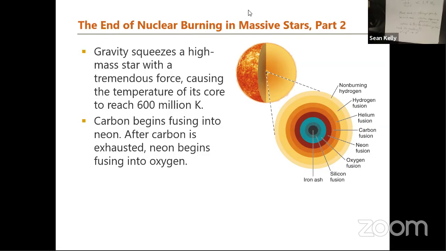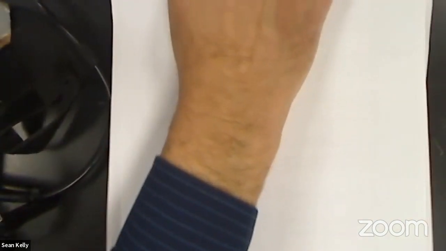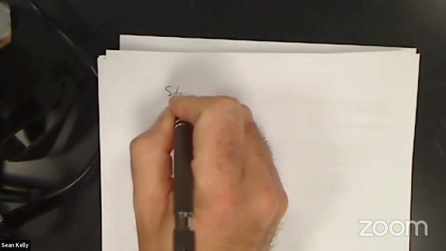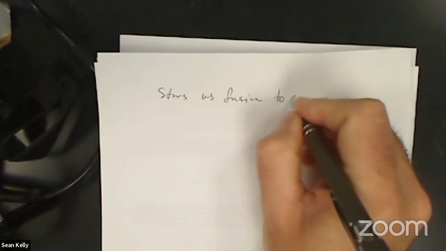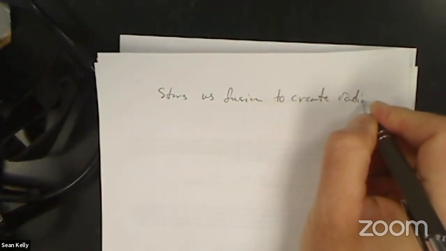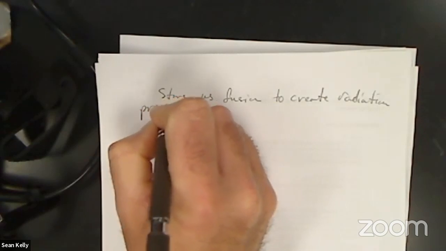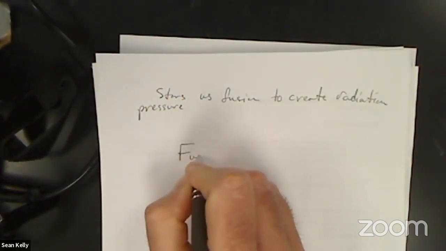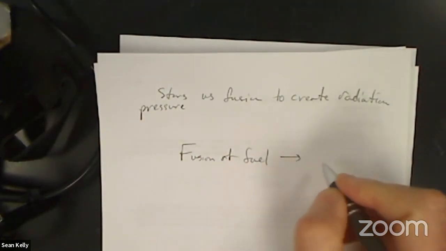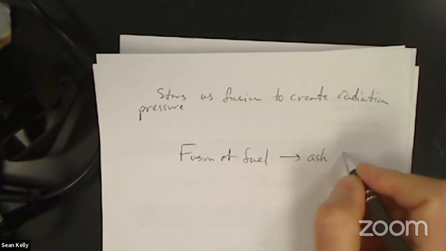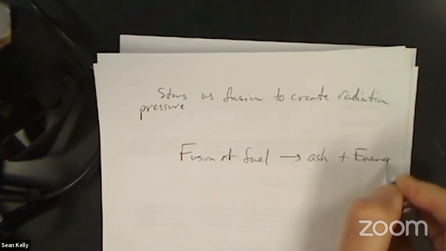You guys probably already know this, but how does the star sustain itself against gravity, right? Remember that the star produces radiation pressure through the process of nuclear fusion. So stars use fusion to create radiation pressure, right? And the way it works is you do fusion of your fuel, whatever it happens to be. You get an ash as your product, plus you get energy. Okay, and everything's fine, right?